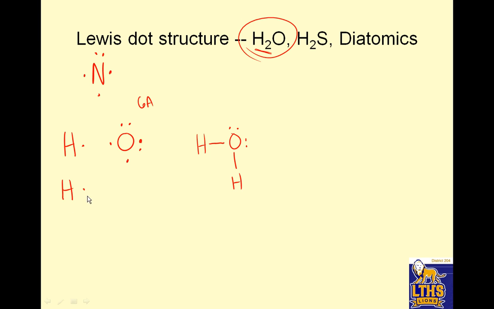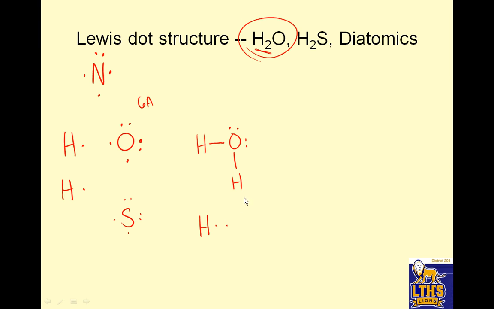All right, do it for H2S. Well, there's H again. I draw S. 1, 2, 3. Well, let me do it going around. 1, 2, 3, 4, 5, 6. Look, sulfur can make 2 bonds. Hydrogen can each make 1. So then we line them up.